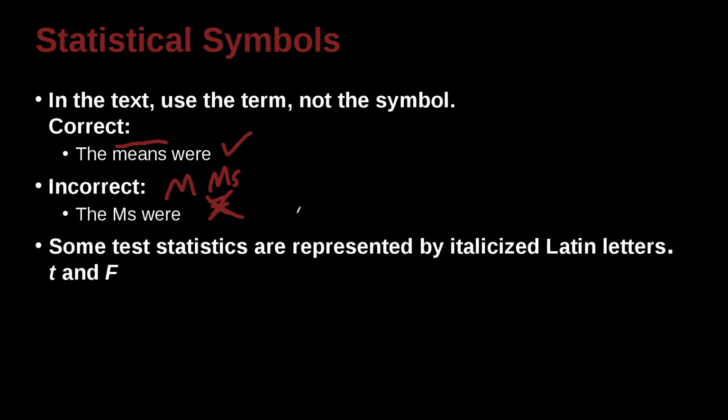Some statistics are represented by italicized Latin letters, so you need to pay attention to that. And in the APA manual, they have a guideline for all of those. So the T for the T test, the F for the F test, rather than the straight letters like this, you use the italicized letters, which is the angled letters like that, right? So that is correct. The regular straight is wrong. Straight is wrong, italicized is correct.